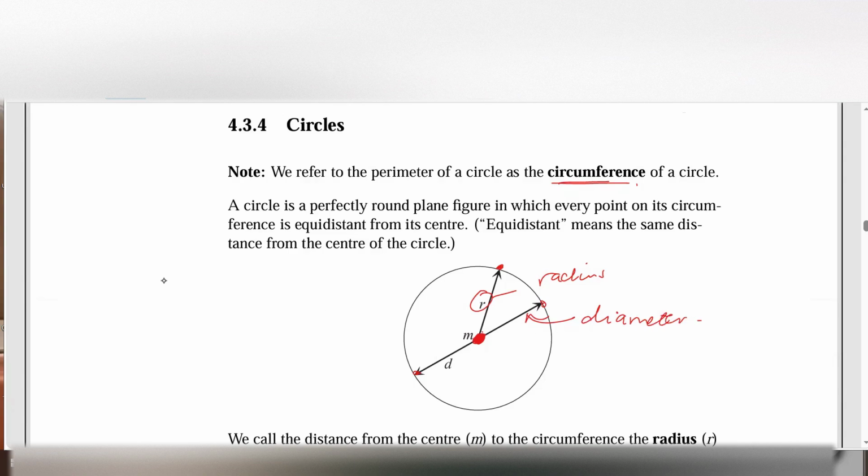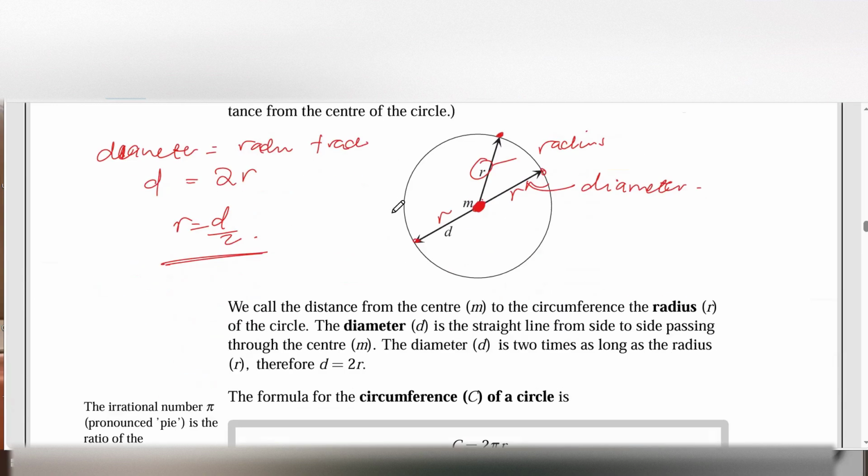Now, one thing we need to know is that for us to get the diameter, it must be the radius plus another radius, which means it's 2r. So D must be 2r because this is r, that is also r. Meaning that if you're given the diameter and we want to extract the radius, we shall get the diameter and then divide it by 2.